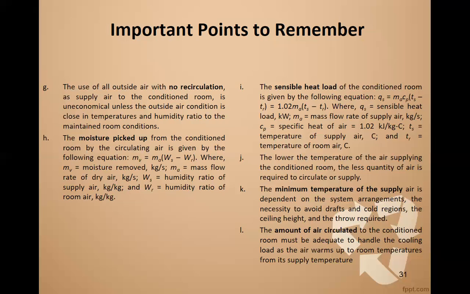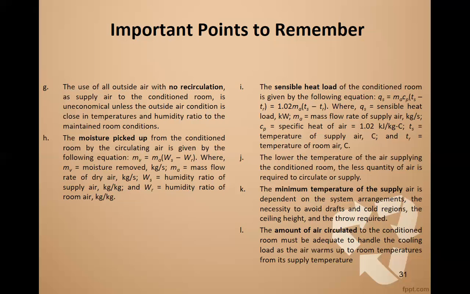And letter I, the sensible heat load of the conditioned air is given by the following equation. Q sub S is equal to M sub A times C sub P times T sub S minus T sub R, or 1.02 M sub A times T sub S minus T sub R. And SI units itong 1.02. English units, ginamit pa ito. Okay? Equivalent yan, that is 0.245.